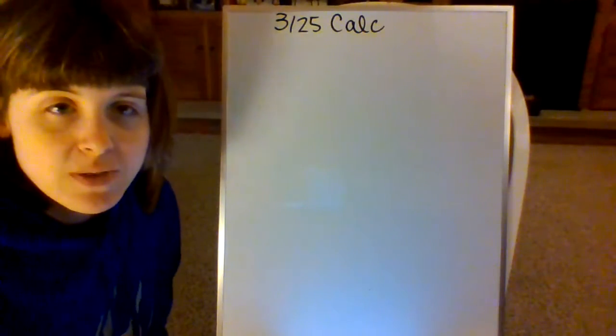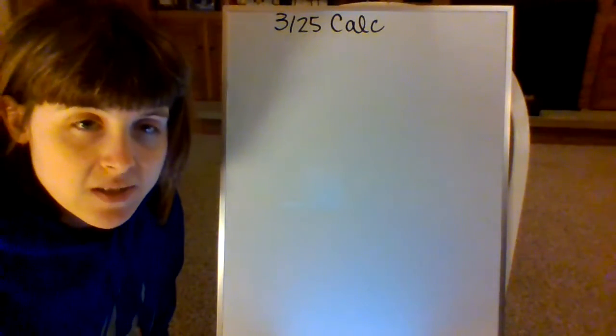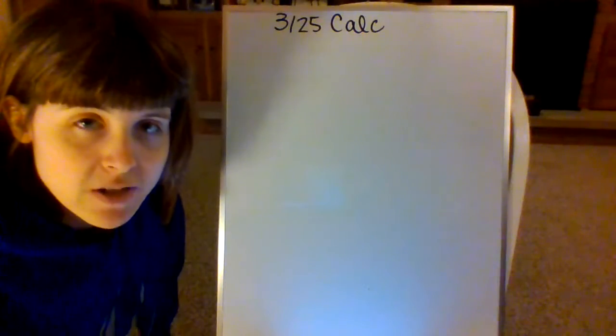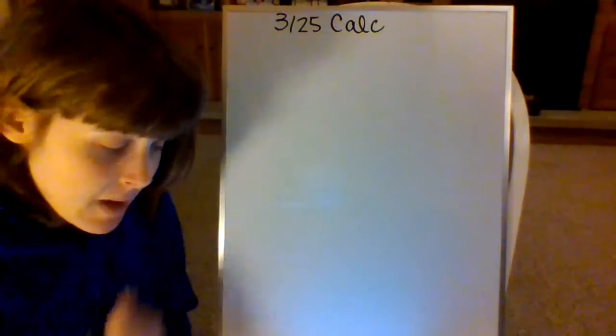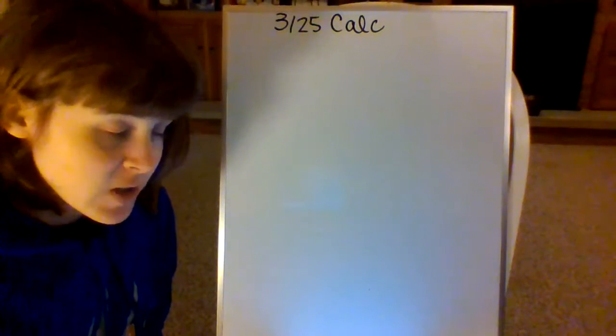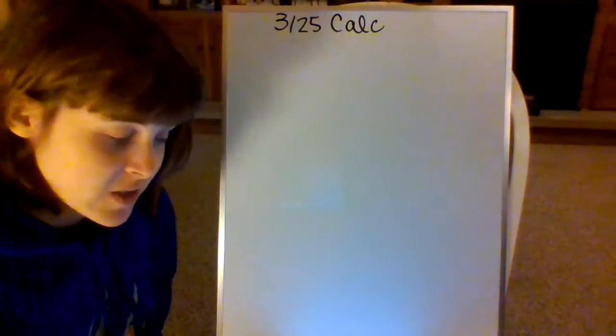Now, this only works for functions that are continuous. That means there are no gaps, there are no holes, there are no asymptotes. So, direct substitution only works for graphs that are continuous.